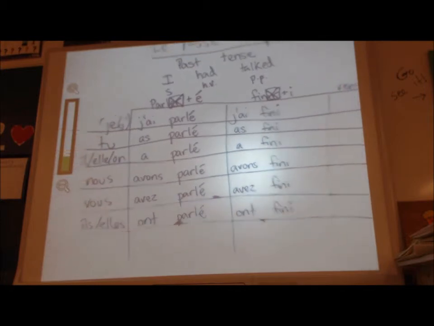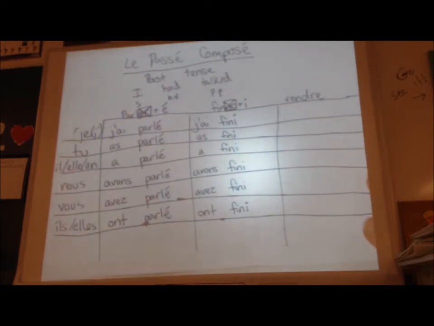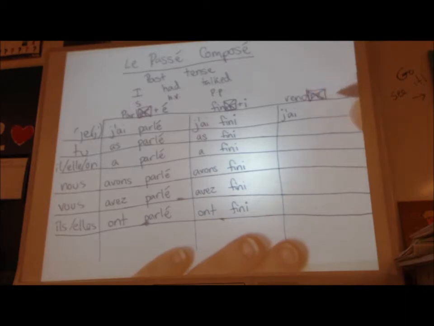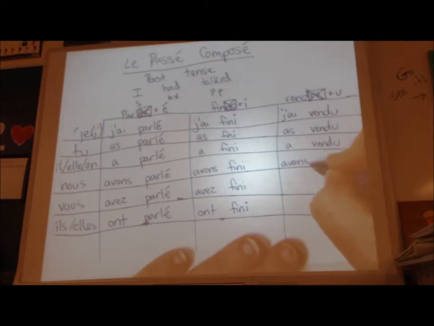Okay, and I'm going to zoom it out a little bit so you can still see my subjects for vendre. So for vendre, we're still going to have our j'ai, still uses avoir. For a RE verb, you take off the RE and you're going to add a U. That one's a little bit strange. So here I have j'ai vendu. So this means I have sold. Tu as vendu. Il a vendu. Nous avons vendu. Vous avez vendu. Et ils ont vendu.